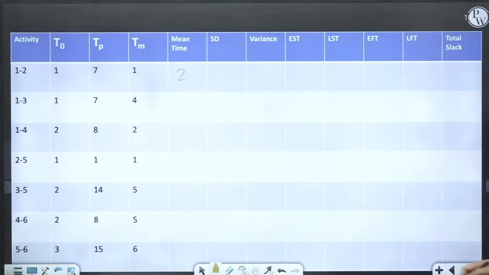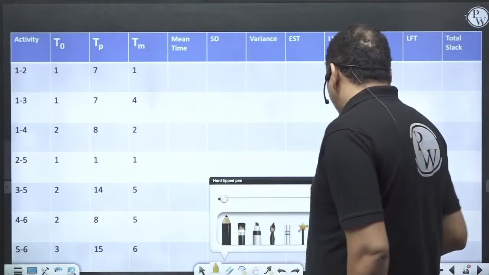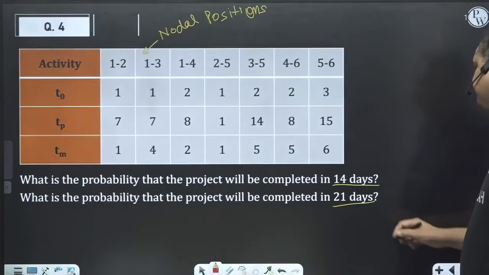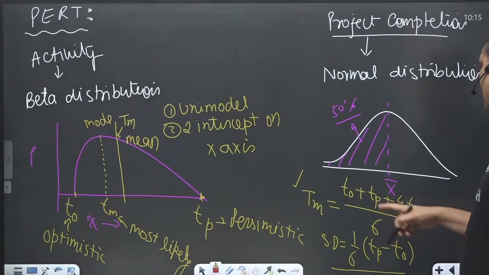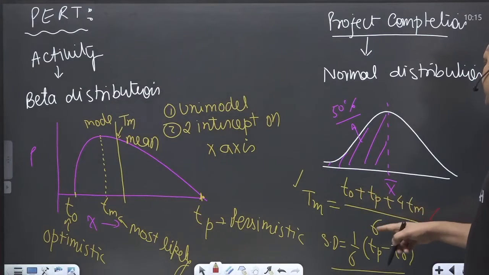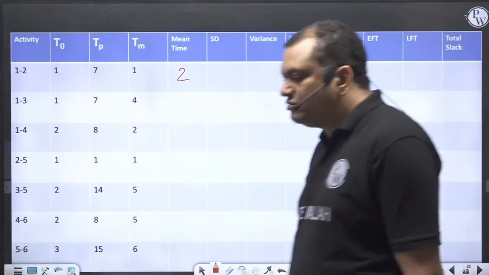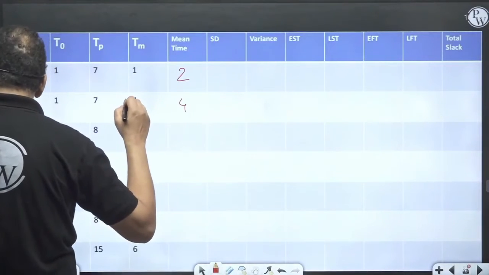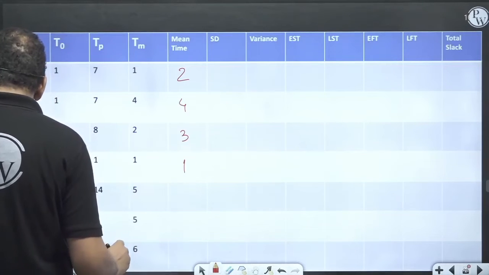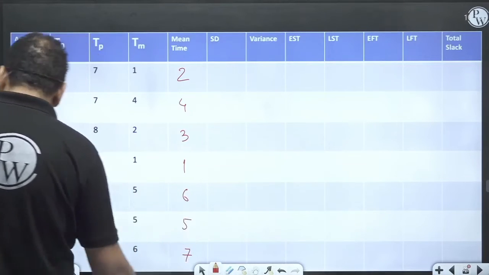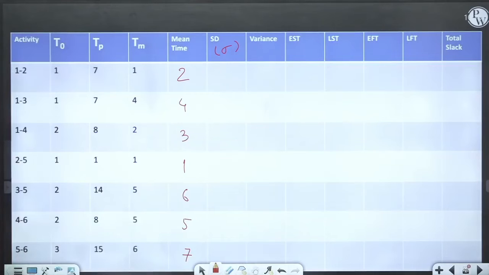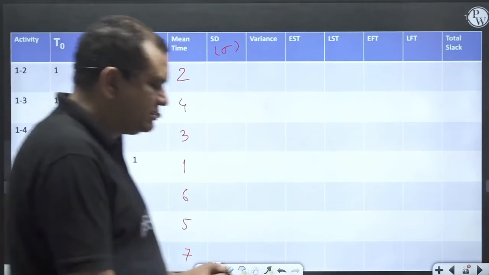I will change the color so that it is visible to all of you. It's a 2. What is the formula? The formula is optimistic time plus pessimistic time plus 4 times the most likely time, divided by 6. Standard deviation is 1 by 6 times Tp minus To. I want you to calculate everything, and it is 2, 4, 3, 1, 6, 5, 7. Similarly, calculate the standard deviation: pessimistic time minus optimistic time, divided by 6. Calculate.